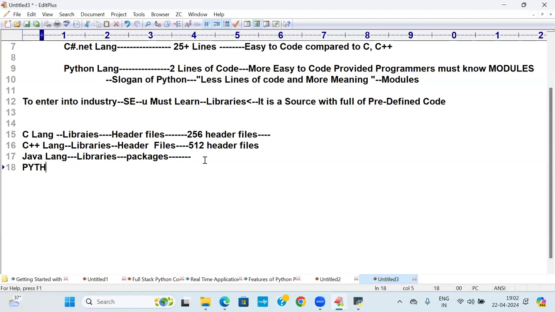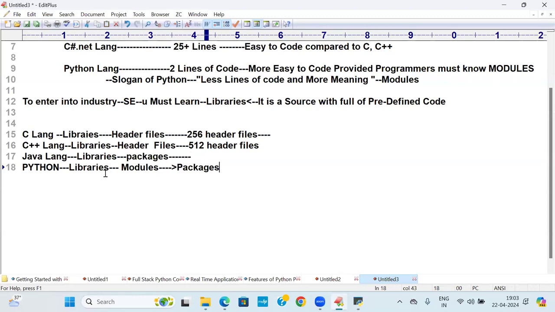Now I am coming to Python. Python language libraries are called what, do you know? Modules are there. Modules extension is called what? Packages. In my class, I will explain modules and packages very well. So many modules are available. Gaming modules, IoT modules, ML modules, DL modules. So many modules are available. Are you getting my point?